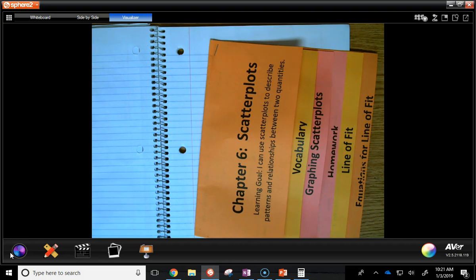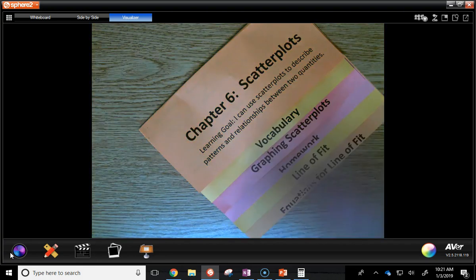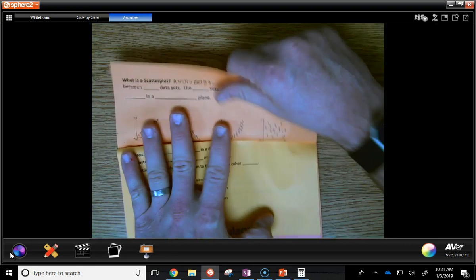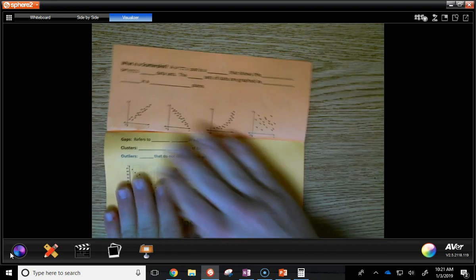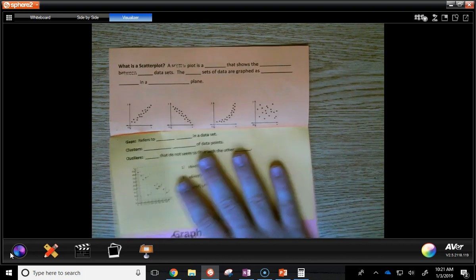Alright, so boys, you can close your laptops now. We are on our foldable. In my foldable, I am going to open up to the very first one.